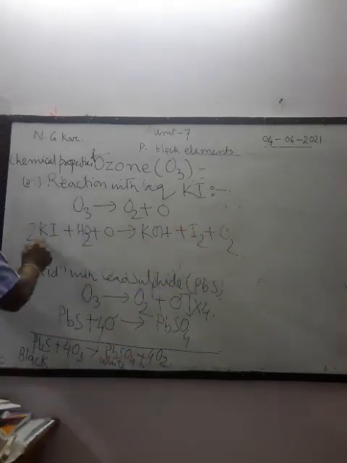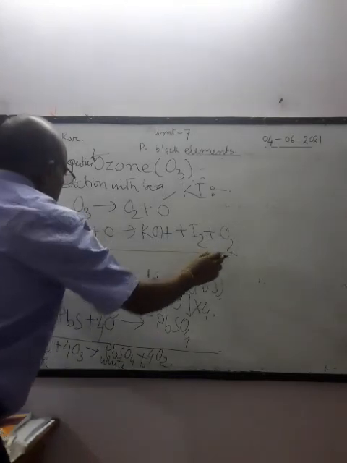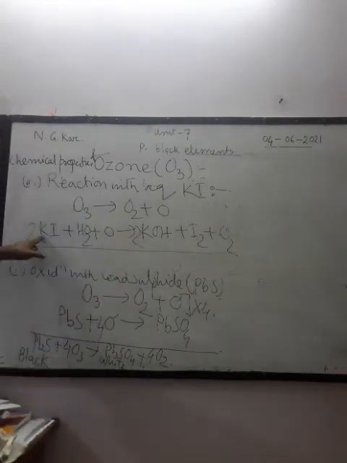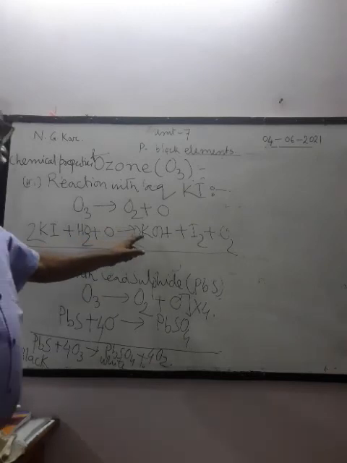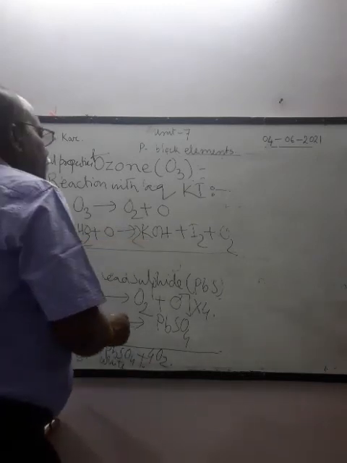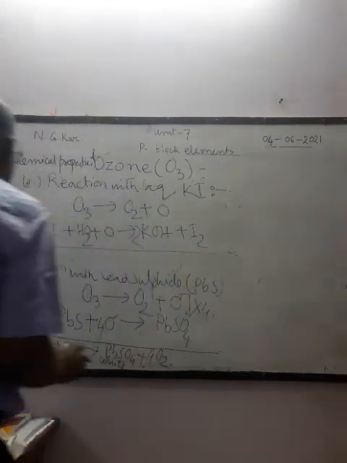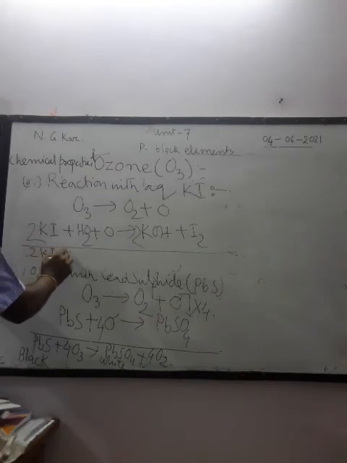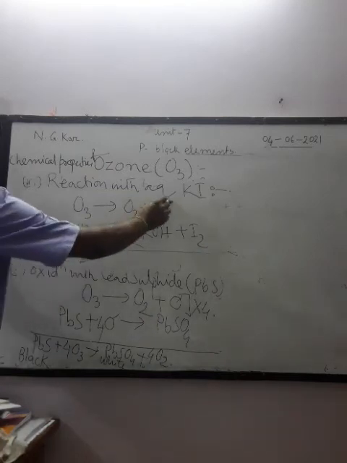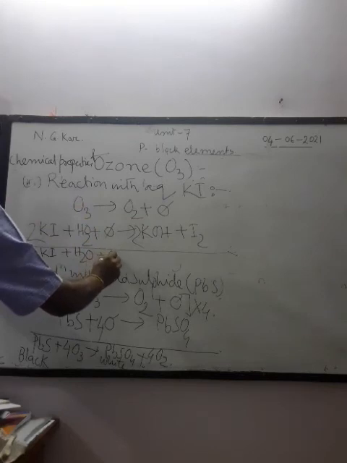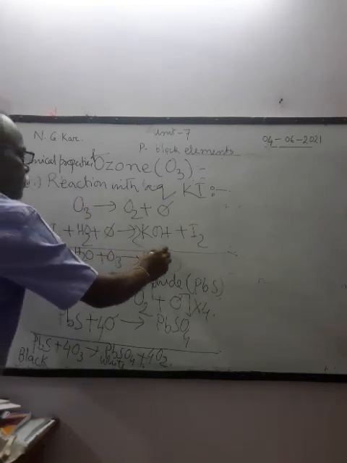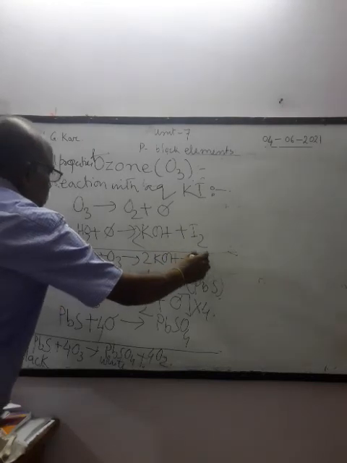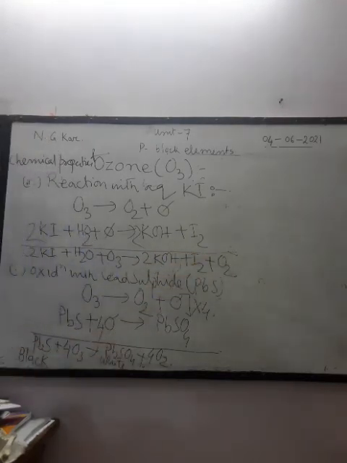If we balance this reaction, 2 potassium, 2 potassium, 2 hydrogen, 2 hydrogen, 2 oxygen, 2 oxygen. If we sum up both reactions, 2 KI plus water plus ozone, the atomic oxygen cancels out, and the products are twice KOH plus I2 plus O2. So this is the overall reaction.